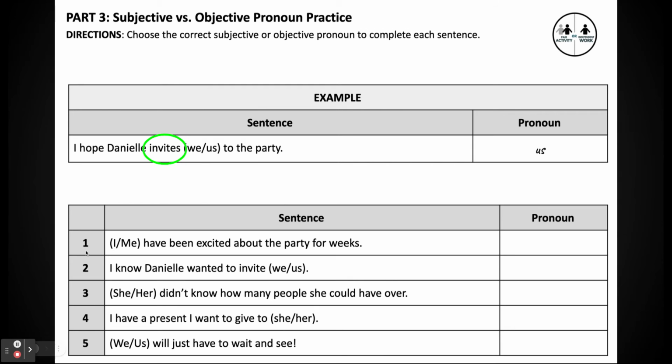So what I want you to do now is to try 1 through 5. First, circle the verb, the action. I'll give you a hint for this first one. There's your verb. Ask yourself, does it come before or after? If it comes before, it's the subject pronoun, and you should put the subject pronoun here in the box. Go ahead and do that and come back to check your answers. All right, number 1 is a subject pronoun, so it should be I because it comes before the verb.